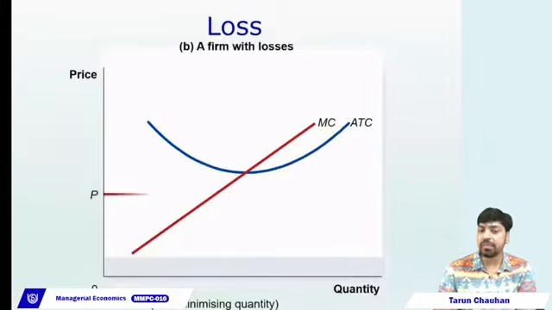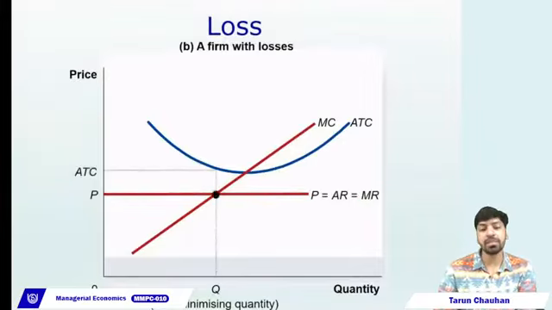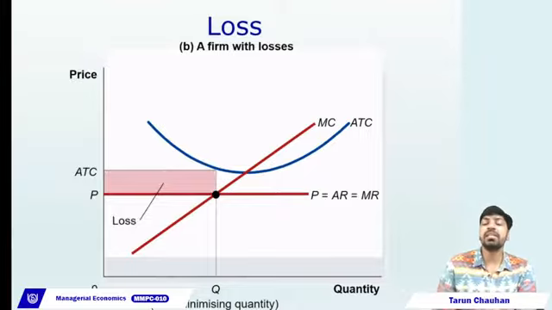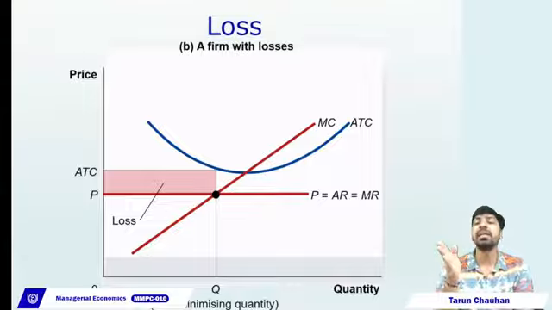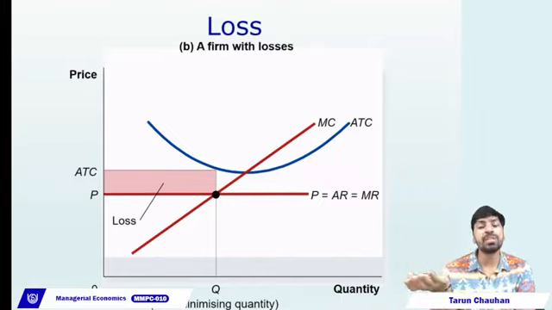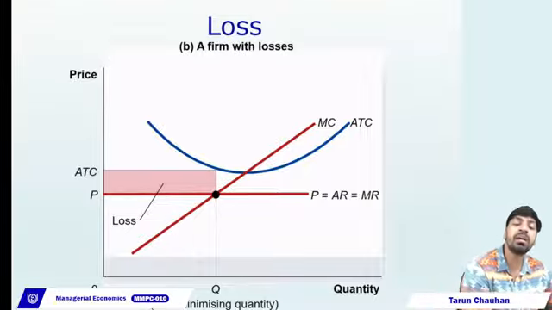Then this is the price line, and this is the loss, which I already told. So this is a loss if you look at it. If the price is less than the average total cost, that means it has turned into a loss. The firm will not be able to produce enough quantity to earn a profit, and it turns into a loss after producing the output. So as a result, if the price is less than the total cost or average cost, the rectangular portion will turn into a loss.